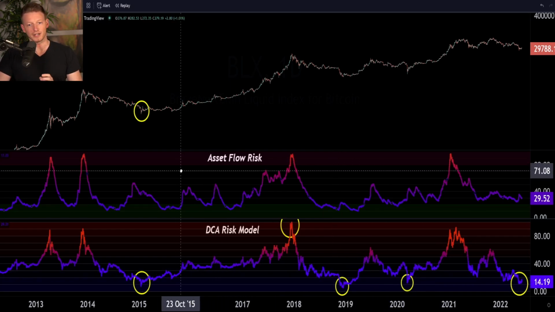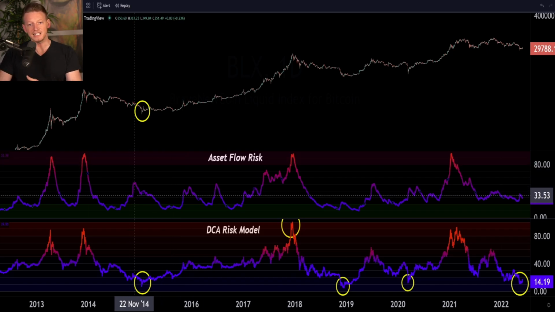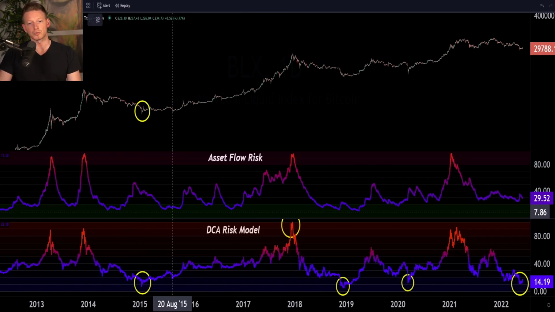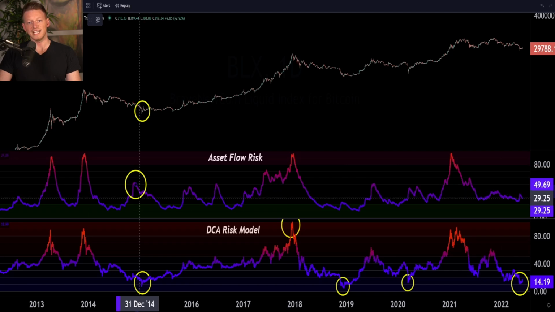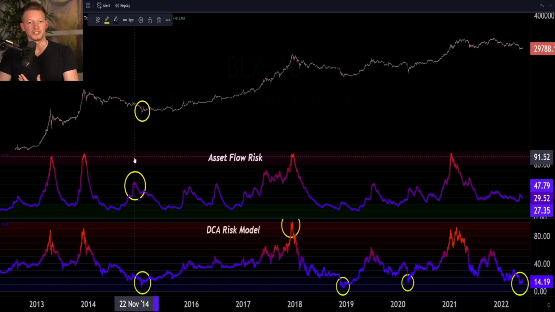Now, what this model is doing is looking at market participation metrics, and it's identifying different stages of the cycle because different participants are in the market at different times. And what we see is that this model begins to reveal some things for us, and that is essentially these points where the asset is being accumulated.